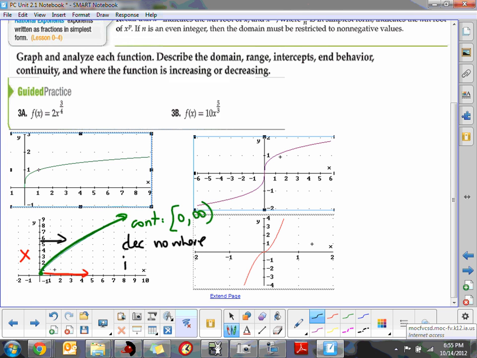And where is it increasing? It's increasing on the entire interval from 0 to infinity. Okay, so that is our fourth root graph with some modifications together.